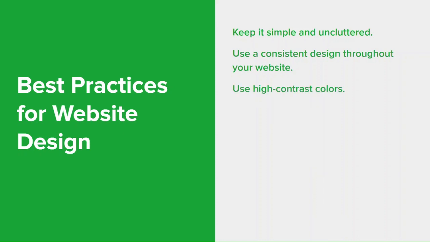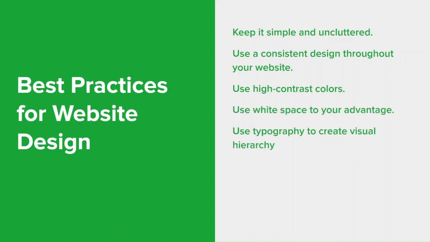You want to make sure the text on your website is easy to read, so it's important to use high contrast colors, use white space to your advantage, and use typography to create visual hierarchy as well. You want to use images and videos to break up your text where possible, and it also helps make your website more visually appealing. Just be mindful of the size of your images and videos, as large files can slow down your website's loading time. And make sure your website is responsive. This means that your website should look good and function properly on all devices, including desktop computers, laptops, and tablets.